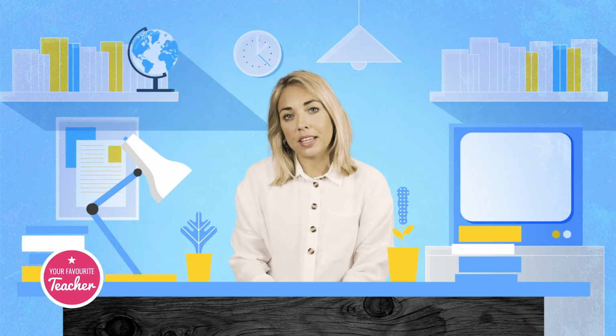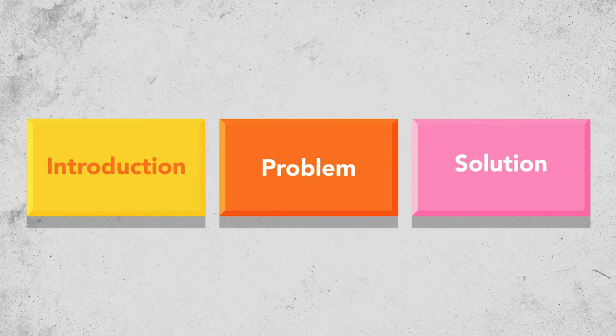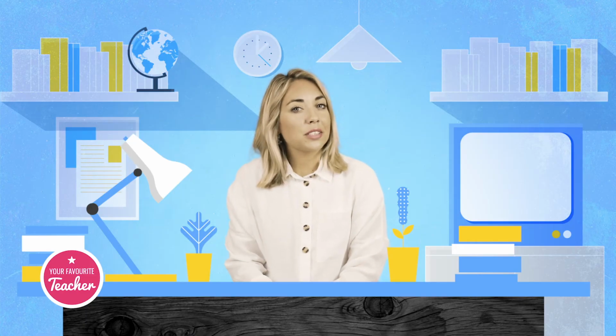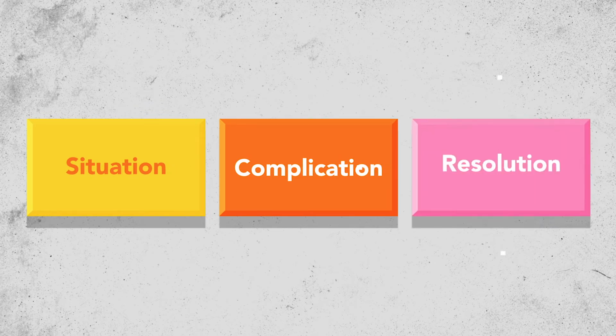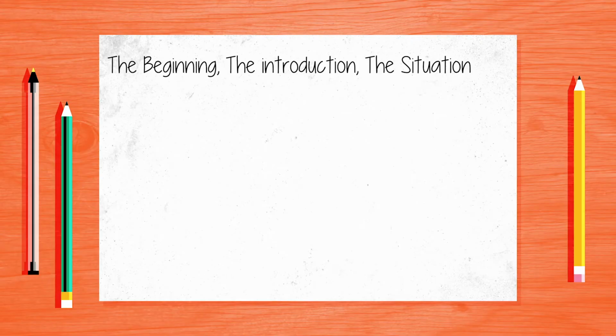Well, another way of thinking about this three-step process might be to call them introduction, problem, and solution. Another name for this process is sometimes called situation, complication, and resolution. Any of these three titles will work perfectly if you choose which wording you want to commit to memory. In reality, all three mean the same thing. The beginning, the introduction, the situation.